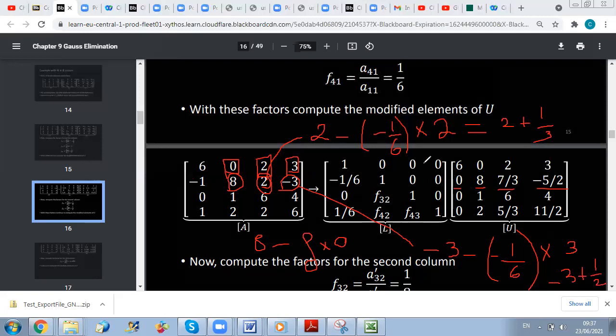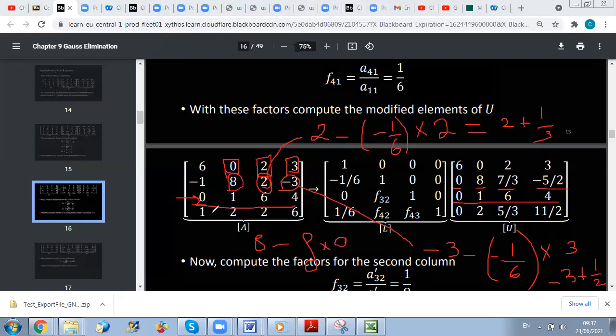Now I will move to forward elimination of the second row. Here, what is nice is that it is already 0. When it's already 0, it will reduce a lot of computation. Since it's 0, then F31 is 0, and all these elements will remain as they are. So here I can just put them as they are, 0, 1, 6, 4.